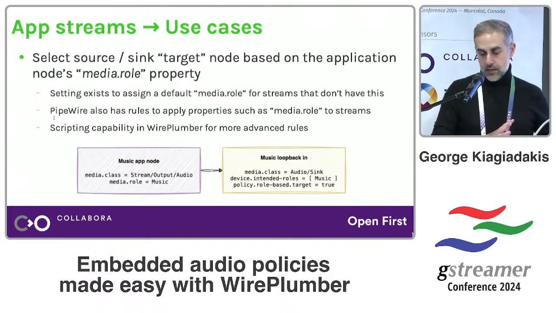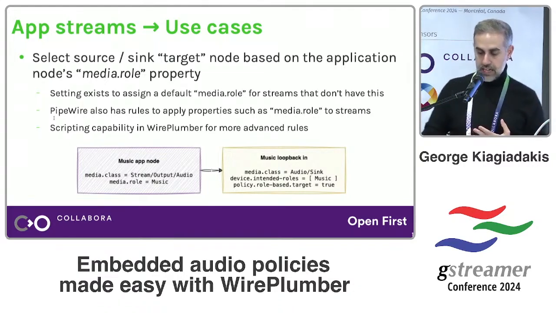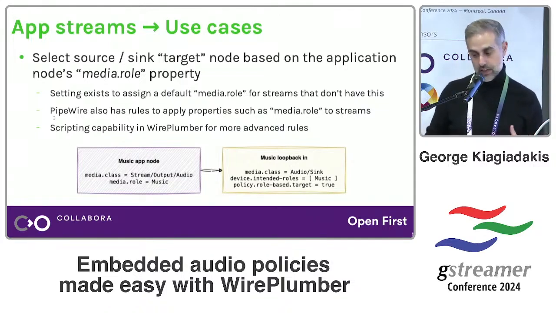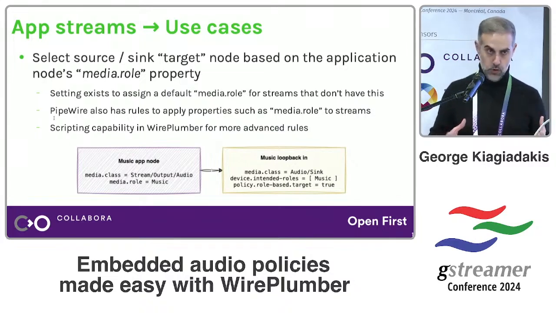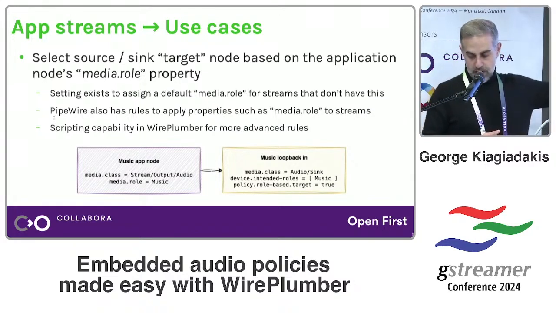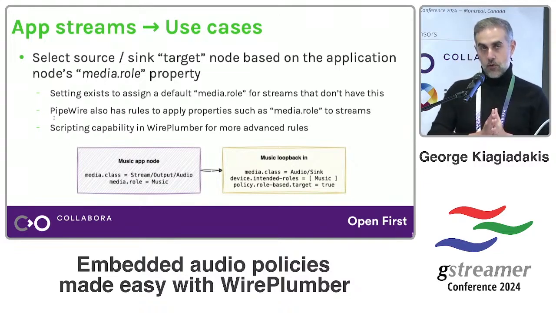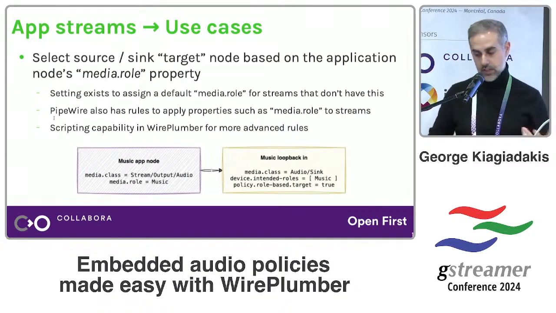Now, the part that associates application streams to use cases works like this. The application is expected to have a property that is called media role, and that property will have the value of the role, the use case. In this example, the media role of this music application is simply music. There is, of course, the problem that not all applications, in fact, very few applications, set that property. So how do you manage that?